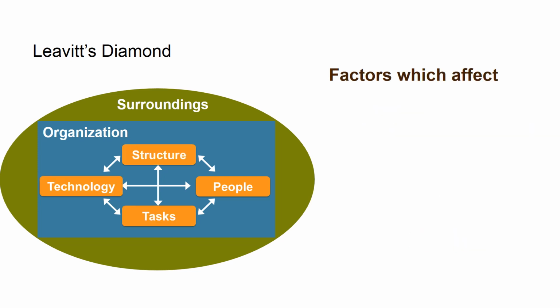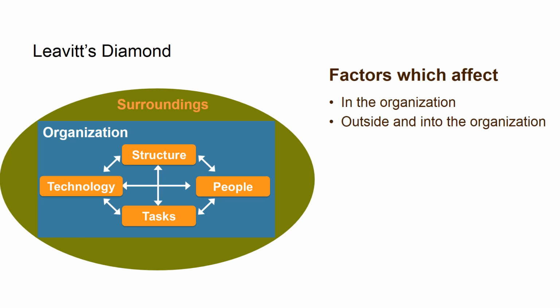An organization is affected by many factors. These occur in the organization, as well as outside and into the organization. But whether they come from inside or outside, the organization is affected. You must imagine the organization as a living organism that continuously adapts to both internal changes and external influences. Here are some examples that you probably have heard of, and they will be placed in Leavitt's model.